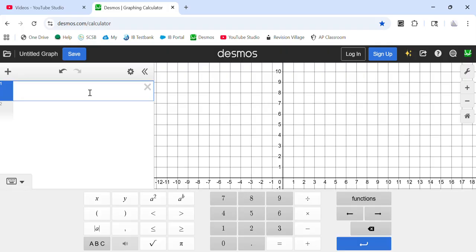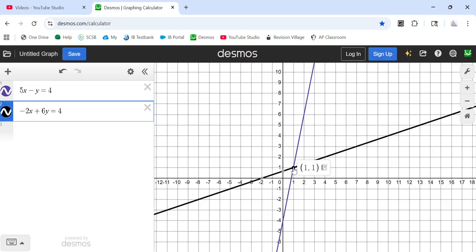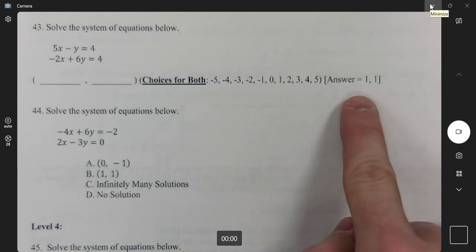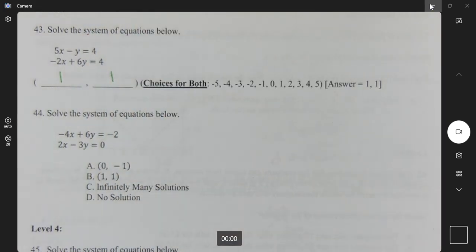The first one's 5x minus y equals 4. And the next one is negative 2x plus 6y equals 4. And you can see these 2 graphs cross each other at 1, 1. There it is. So even if the answer hadn't been right there, we got Desmos on our side, 1, 1.